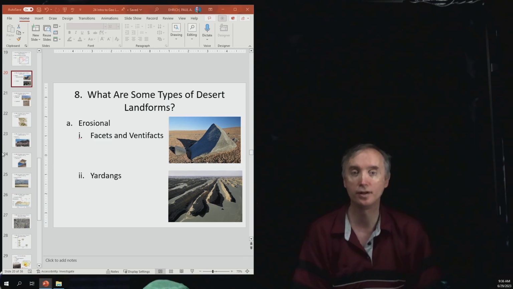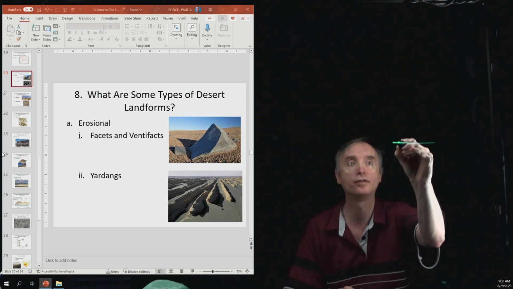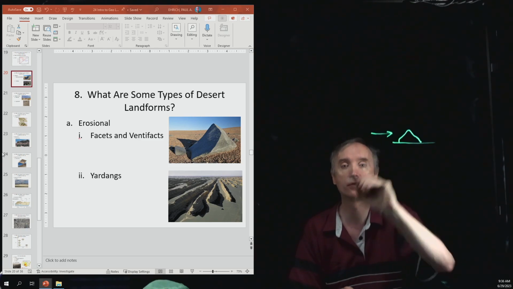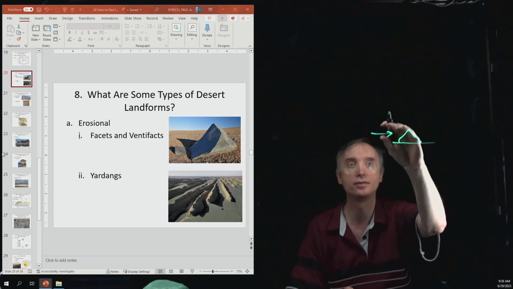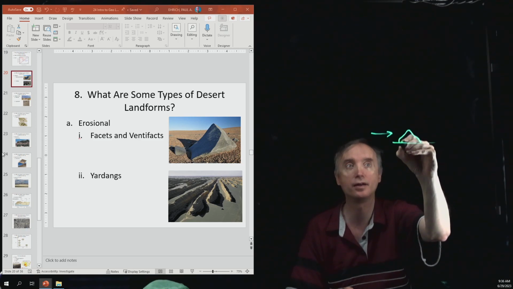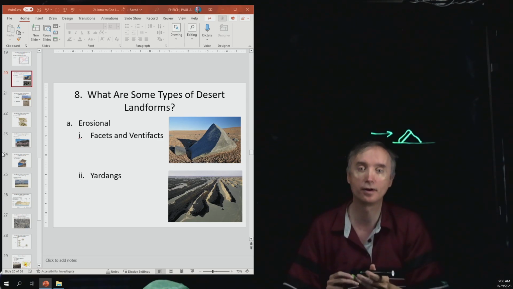Well, the first one is going to be ventifacts. And so that's when you originally have a rock, maybe like this, and then the wind is coming from this direction, and the wind is carrying sand, and it's going to blast this side of the rock so that it forms a facet, a smooth place where all this rock has been eroded away. And so that's what's pictured there.